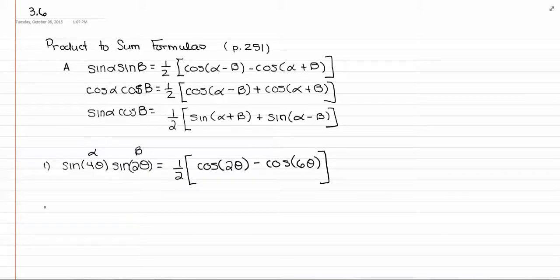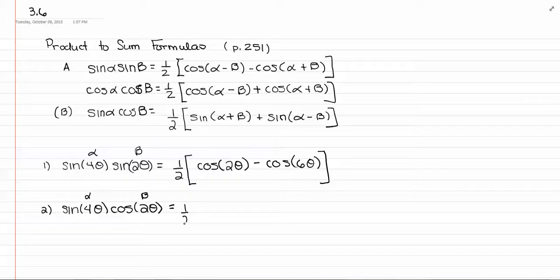Let's try another one. So for this one, I have sine 4 theta times cosine 2 theta. And again, just label them out, alpha and beta, and then identify which formula that corresponds to. So this one we'll call it B down here. Corresponds to formula B because it starts with sine cosine, just like mine, sine cosine. Alpha's 4 theta, beta's 2 theta, and then I plug right into this formula.